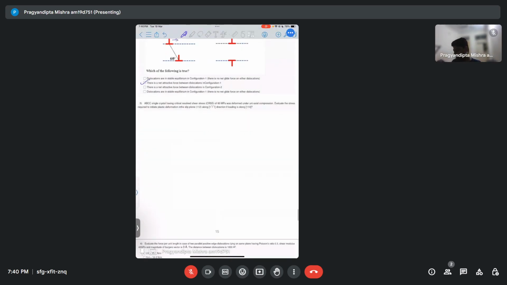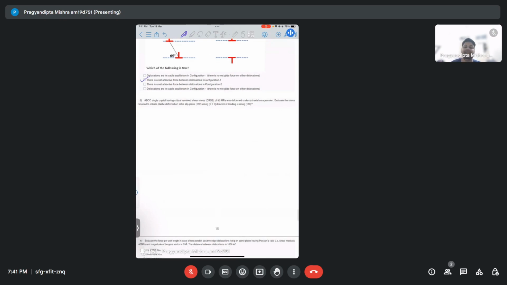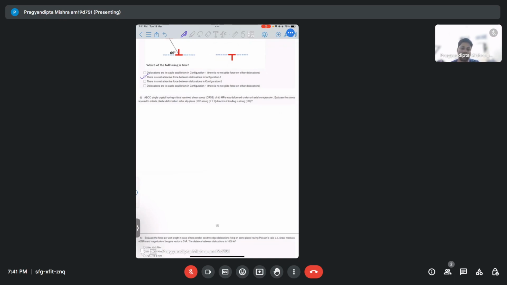So next question. A BCC single crystal having a critical resolved shear stress of 80 MPa was deformed under uniaxial compression. Evaluate the stress required to initiate plastic deformation in the slip plane 112 along the 1 bar 1 bar 1 direction. Yeah, this will be the 1 bar direction. Right. So if you want to find the stress required to initiate plastic deformation, we would need to calculate cos phi and cos lambda. Already tau CRSS is given to us.